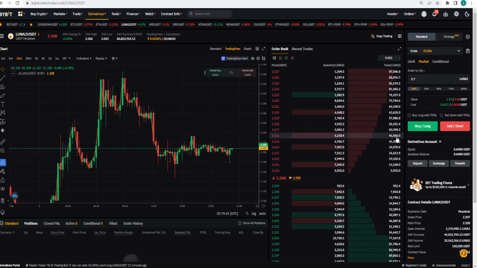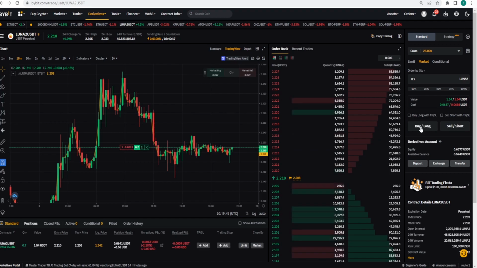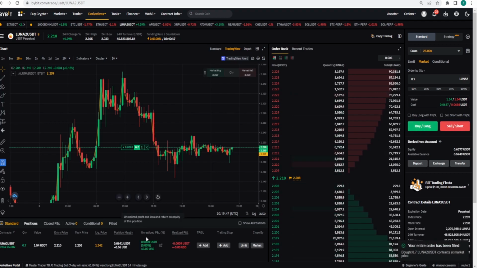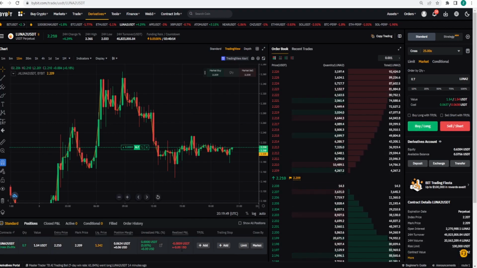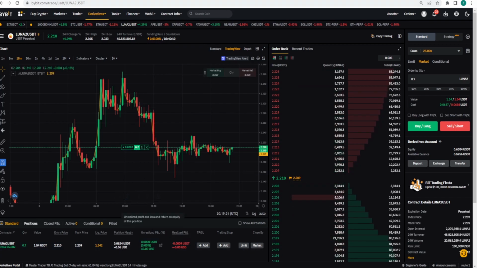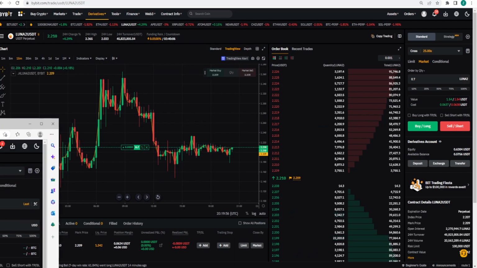Oh, I don't have any USDT here, but whatever, we just do it with the 0.7 USDT, and you can see that you can't see any fees that I paid because it's too low. Let me take another account.